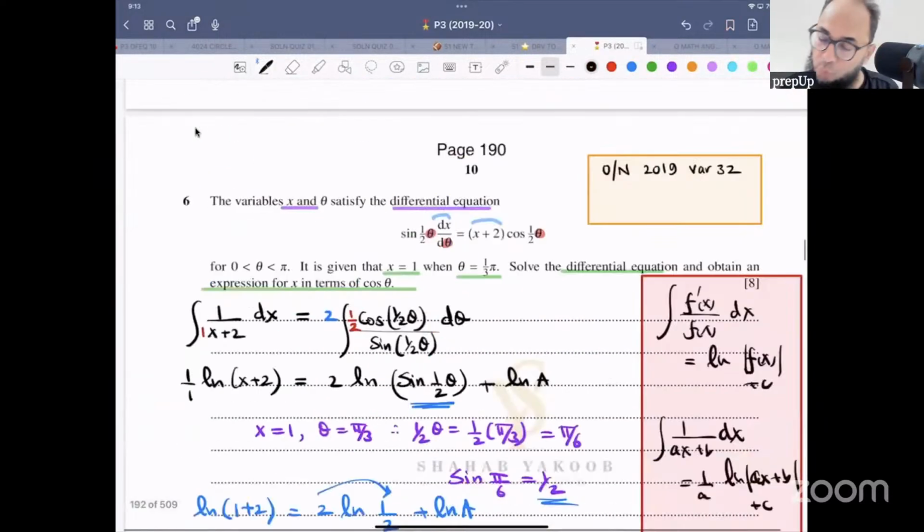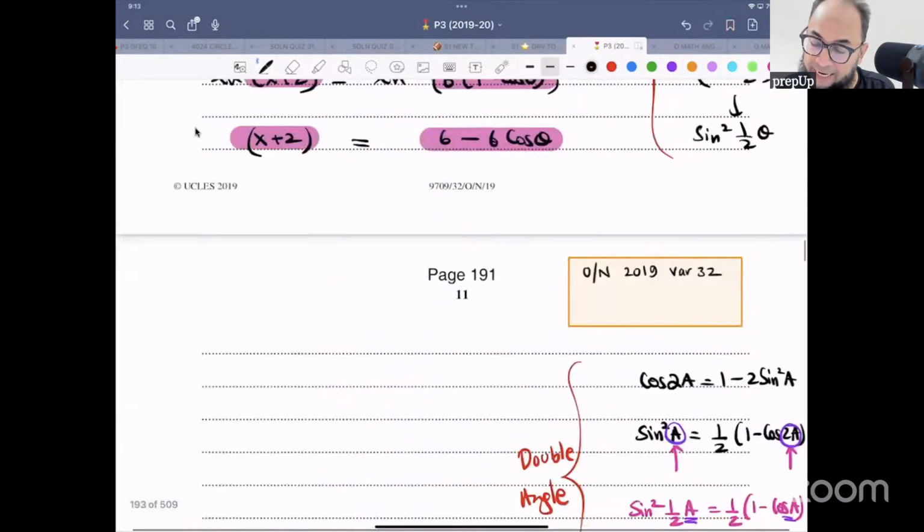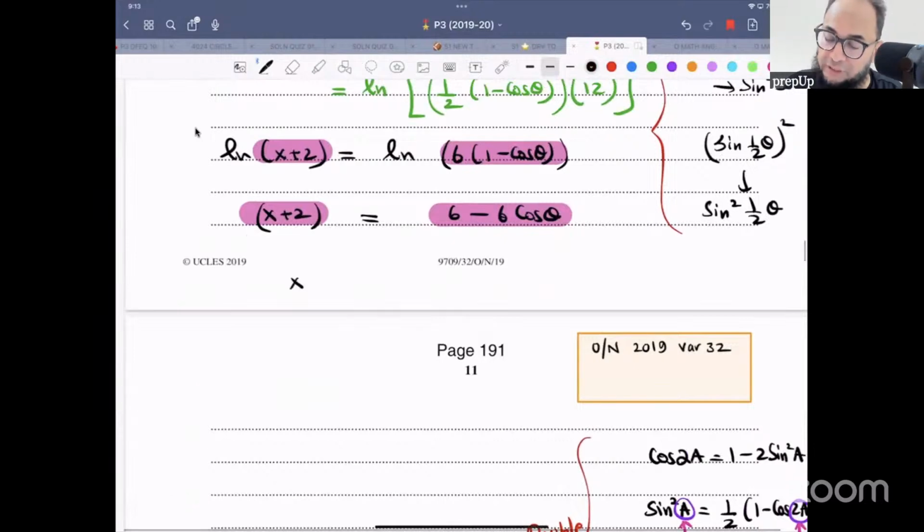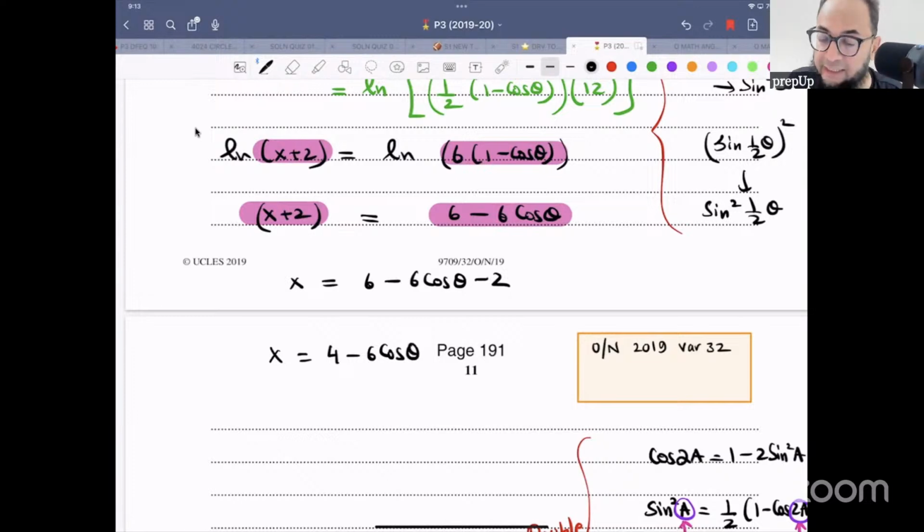And we are supposed to make x the subject in terms of cosine theta. So x is equal to 6 minus 6 cosine theta minus 2. x is equal to 4 minus 6 cosine theta. And yes, that is the final answer over here. No other parts were asked.